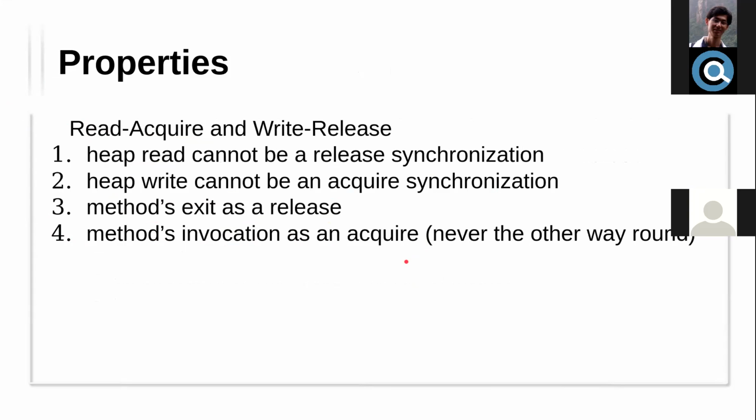Please explain a bit about those properties. The heap read cannot be a release synchronization. Right. Okay. Now that you understand the paper, you spend some time to understand that, but for the other students, they may need time to understand what a release synchronization and an acquire synchronization are. It's better to provide an explanation like that, so that people can understand.